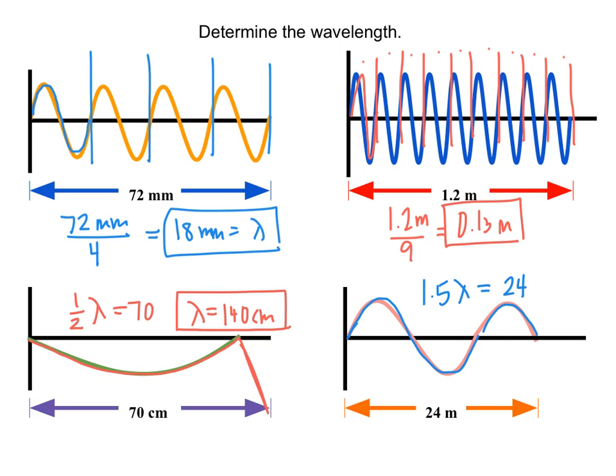Another way is to break this whole problem into 3 parts. I can see there's a half of a wave here, a half of a wave here, and a half of a wave here. So I can see that each of these parts would have to be 8 meters, and then a full wave, an up and a down, would have to be 16 meters. However you want to think about it, you need to be able to look at a picture and figure out what the wavelength would be.